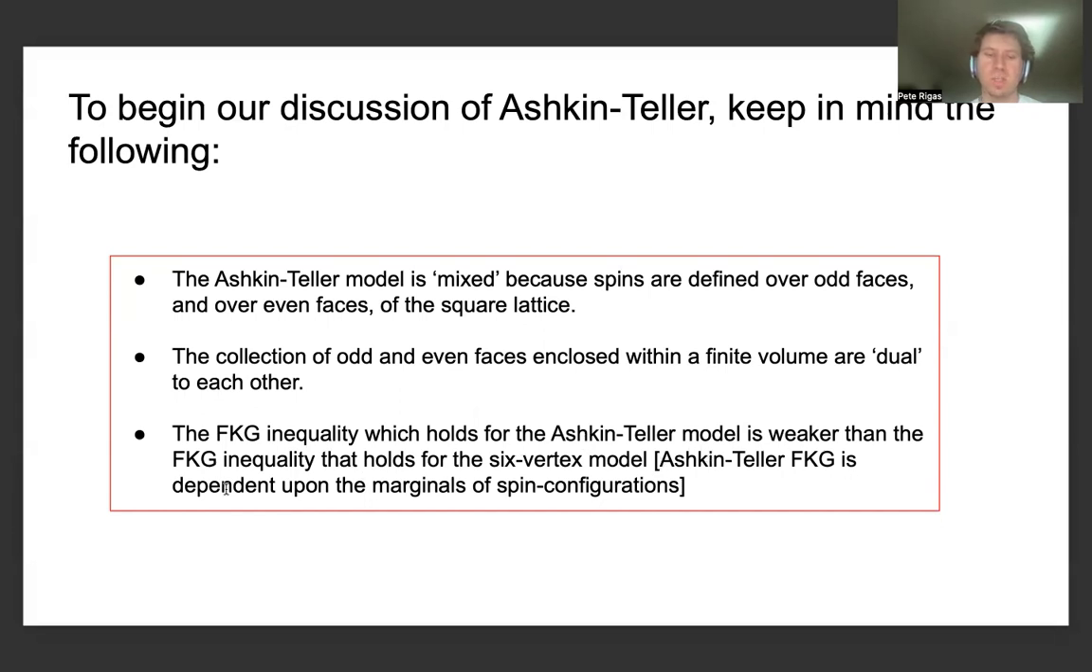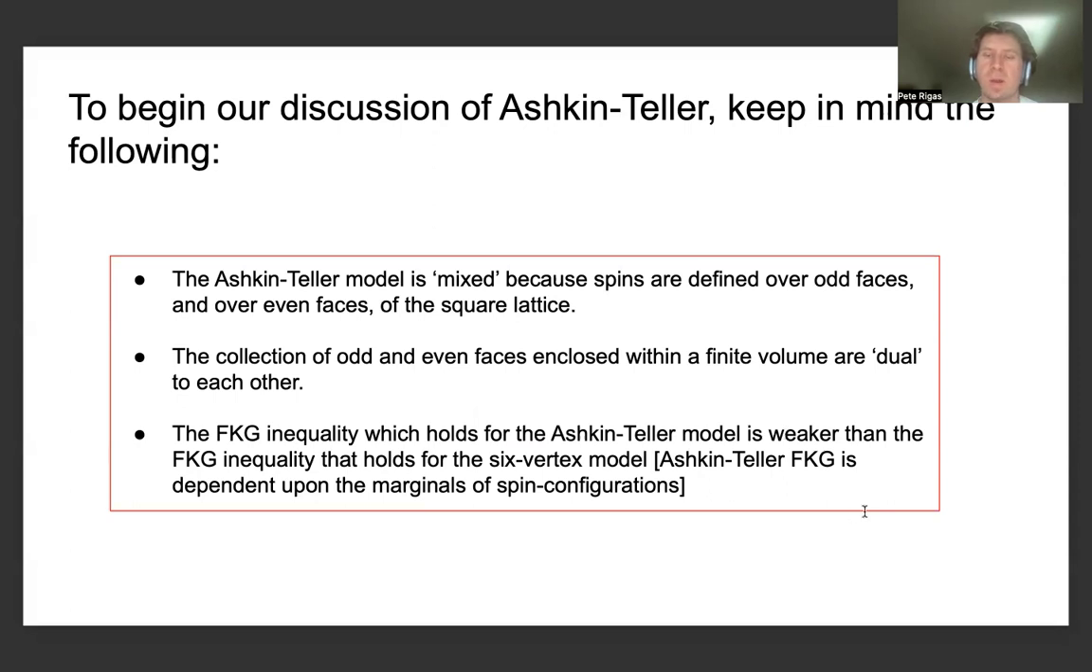because Ashkin-Teller FKG is dependent upon the marginals of spin configurations, meaning that we can only expect to have all of the spins be constant, or to have all of the spins along the boundary of a finite volume configuration of, say, all the spins along the even faces have to be the same, as well as the fact that all the spins along the odd faces that are incident to the boundary have to be the same.